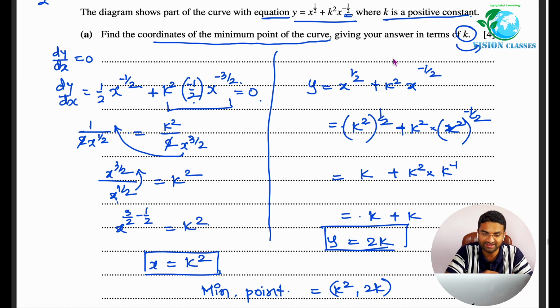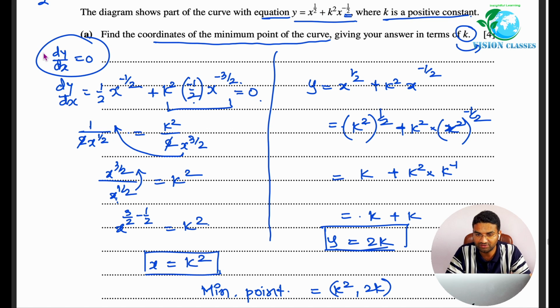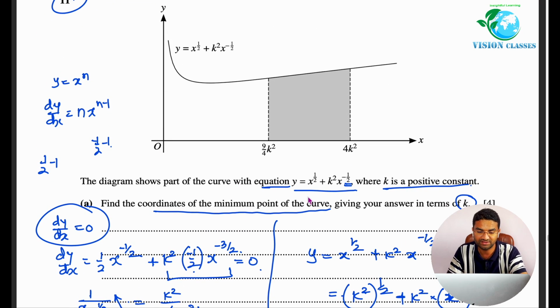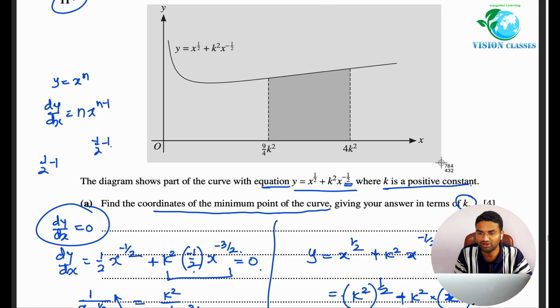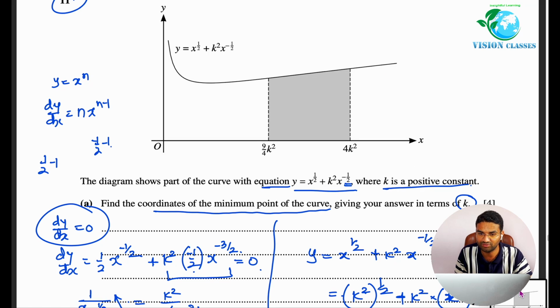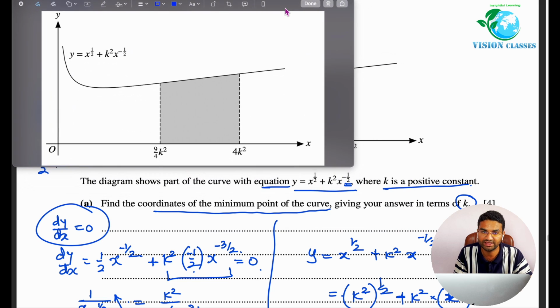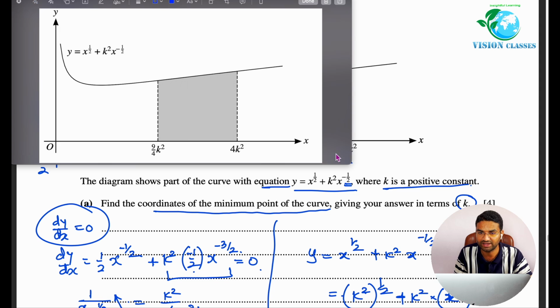Now if you analyze this question, you just have to find the minimum point: take dy/dx = 0, and then if you solve the algebra part, you will get the x and y values of the minimum point straight away. Next, we will capture this graph, because we need it to solve the b part and even the c part. Here I will put it like this so that you will get the idea.